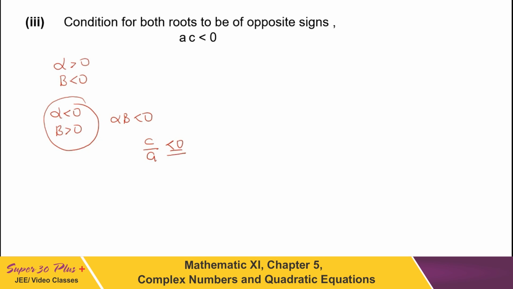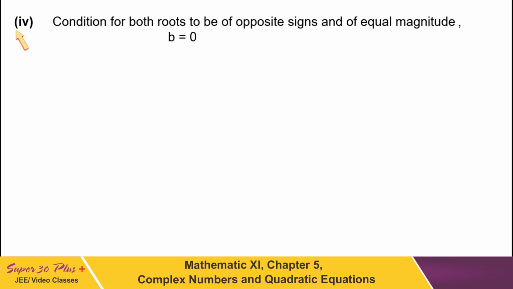Then we can say that a into c, the product of the coefficient of x square and the constant term, is negative, because this ratio is negative, meaning a and c are of opposite sign. If a is positive, then c is negative. If c is negative, then a is positive. That's why we can say a into c is less than 0, or c upon a is less than 0.